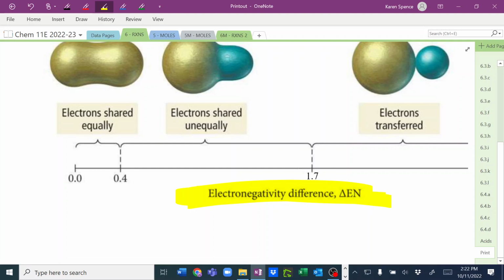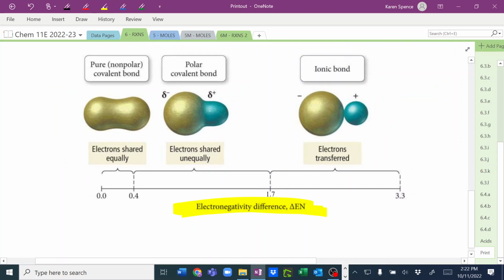Okay, so even if it's not perfectly exactly the same, like 2.5 and 2.5, if I had 2.5 and 2.2, the difference is only 0.3, we would still consider that to be a nonpolar bond where the electrons are shared equally. You can see that the density is similar across the atom, okay? Or sorry, across the molecule.